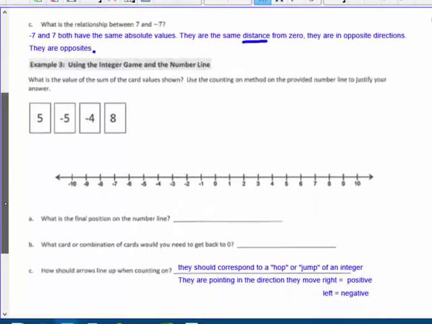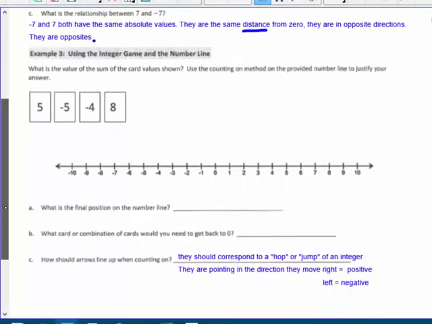So there's this integer card game that we're going to play in class. It's a deck of cards that has positive and negative values in it. What is the value of the sum of the card values shown? Use the counting on method on the provided number line to justify your answer. Okay, so you start at 0, just like it said up above, letter A. Always start at 0. My first card is a 5.